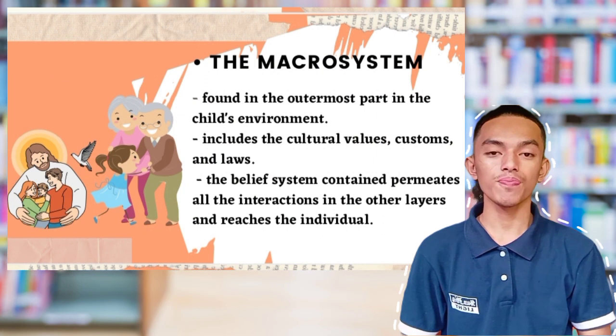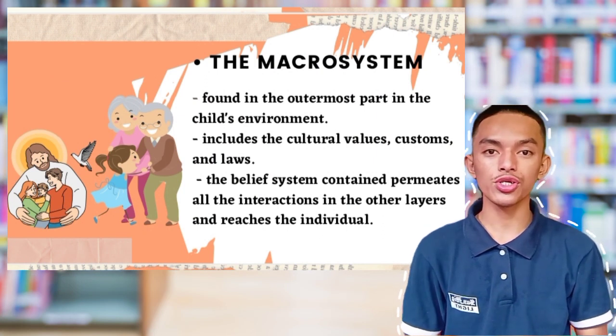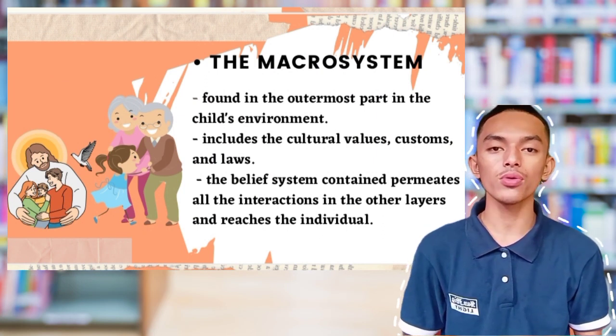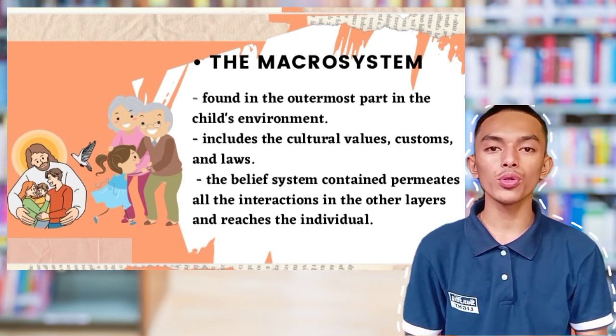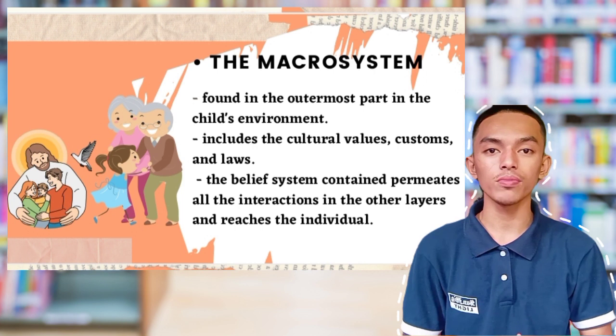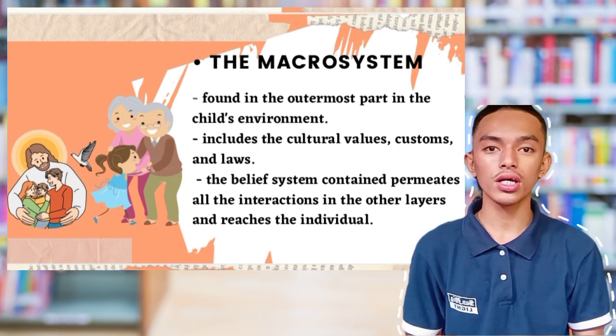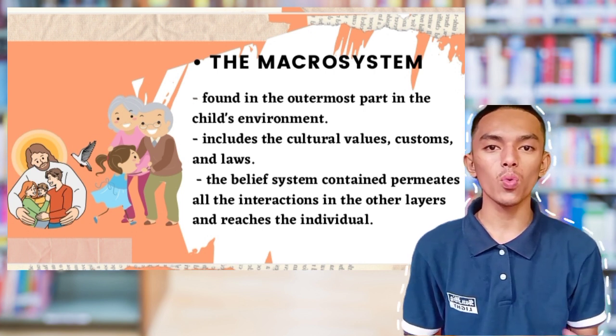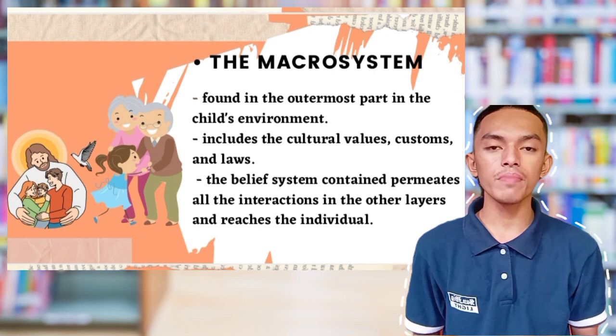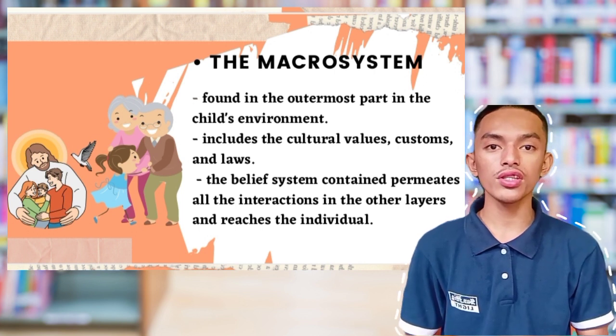And now let us proceed to the fourth structure of environment, the macrosystem. This layer is found in the outermost part of the child's environment. The macrosystem includes the cultural values, customs, and laws. The belief system contained in one's macrosystem permeates or spreads throughout the interactions of the other layers and reaches the individual.